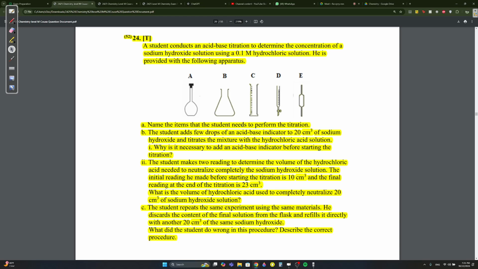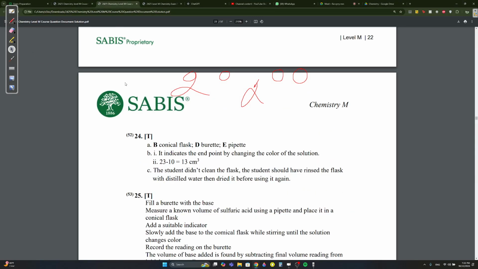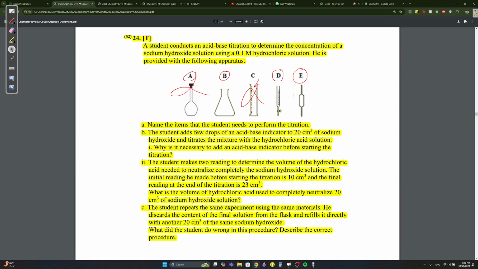Are you supposed to name all 5? No, you don't. They gave you these, and you're supposed to choose. Obviously, you don't use a measuring cylinder because it's inaccurate. Now we use a conical flask, or what they call an Erlenmeyer flask in the quiz. And then D is the burette and E is the pipette. You need these. We don't need this. So what's this? Conical flask.